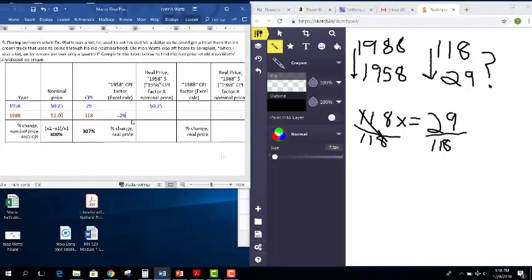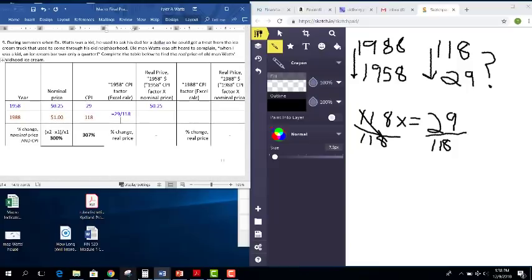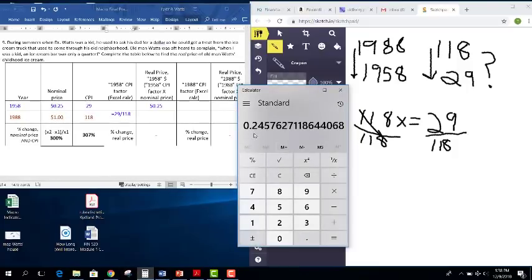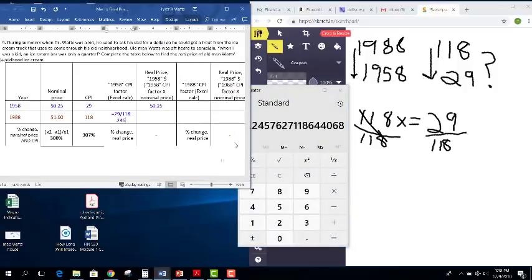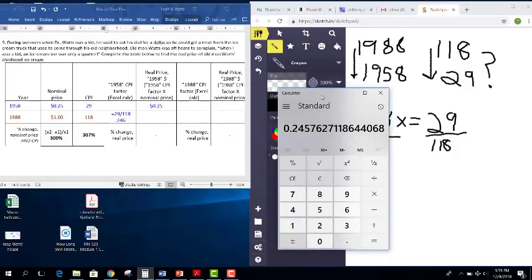Equals 29 over 118. And that equals what? Use your calculator. 0.245. Let's call that 0.246. Okay, now I'm going to multiply that factor times the nominal price of 1988, and that's what's going to bring it down to 1958 levels. Let's call it 0.246.